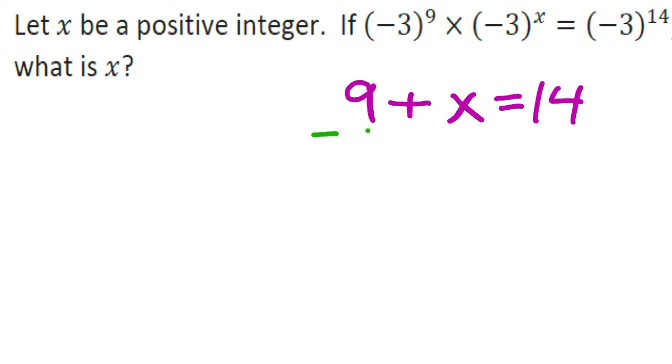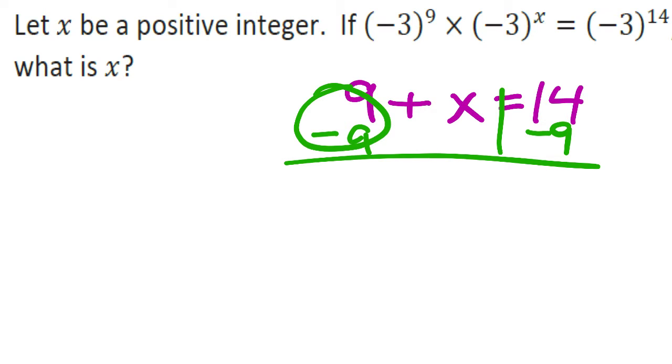So you can apply principles of equality to solve this. Not everyone needs to, and that's okay, but that zeroes out the 9. Drop your x, 14 minus 9 is 5. So if you replace that x with 5, then you'd get -3 to the power of 9 times -3 to the power of 5. Yes, that would equal -3 to the power of 14, because 9 plus 5 is 14.